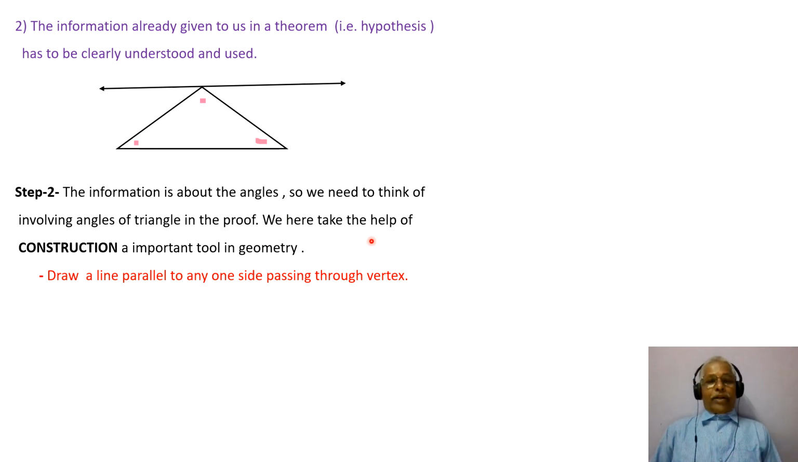We here take the help of construction of this line, that is an important tool in geometry. Now what we are constructing is: draw a line parallel to one side passing through the vertex. That means, see, this is a line, this is parallel to this line and passing through this vertex.